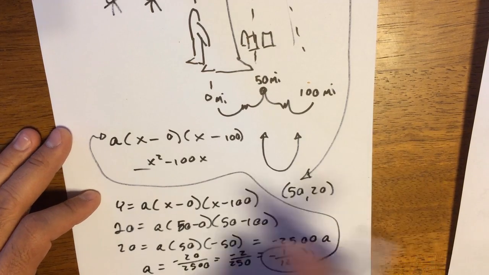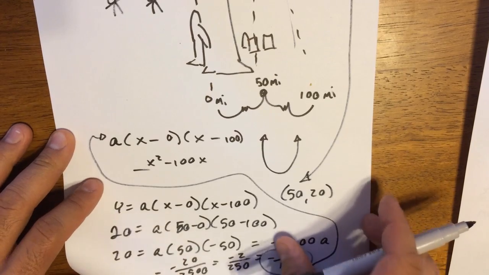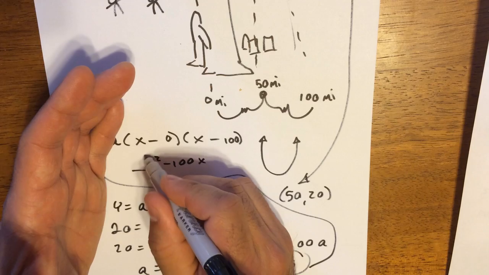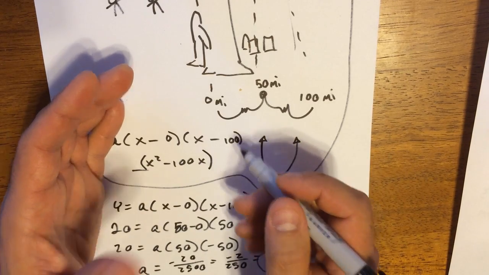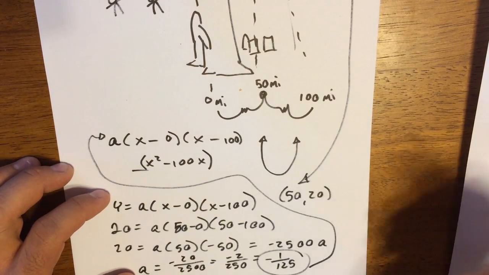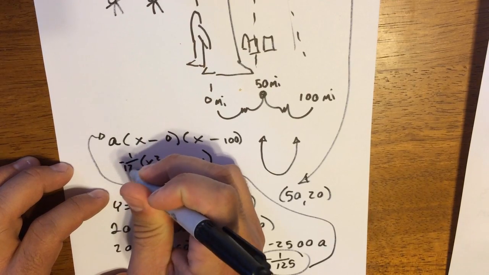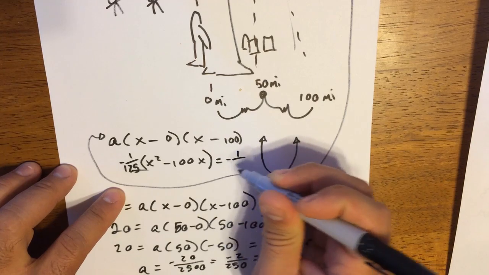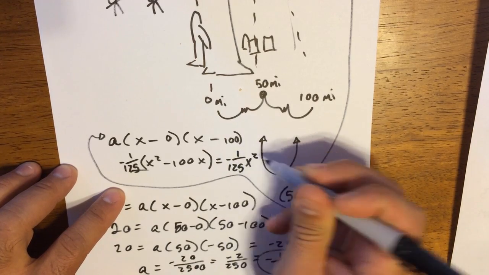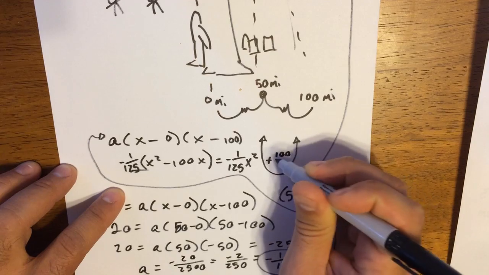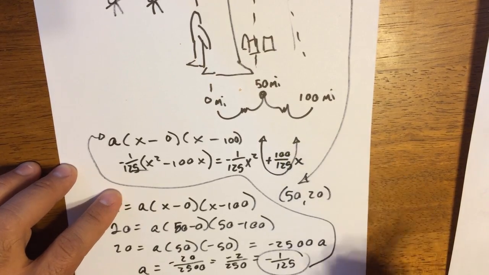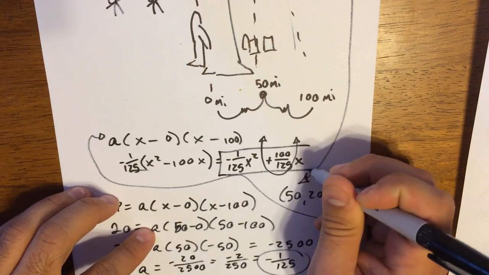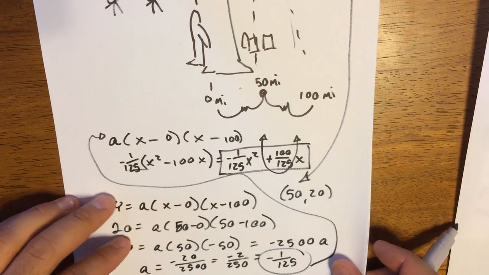So really what I've already done, and I'm going to continue on another piece of paper, is I've distributed these parentheses. When I distribute those parentheses, they still are inside of a parentheses because they have to be multiplied by a. Well, I know that a is negative 1 over 125. So now I'm going to distribute this through the parentheses, which gives me negative 1 over 125 x squared plus 100 over 125 x. And that obviously can be simplified, and I would want to simplify that. But this is my final version of the equation.